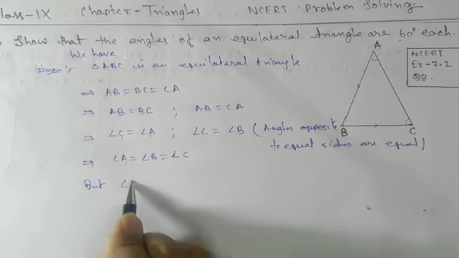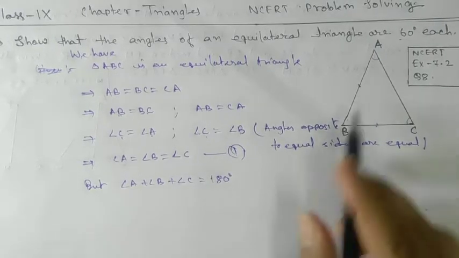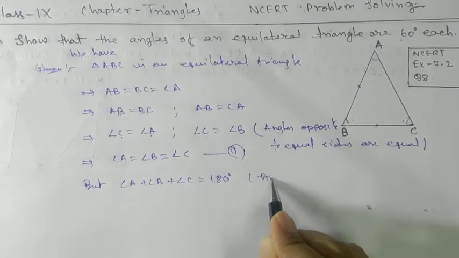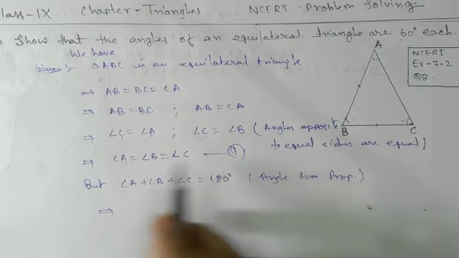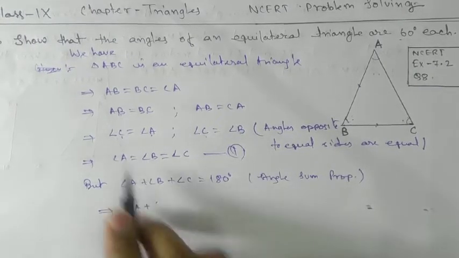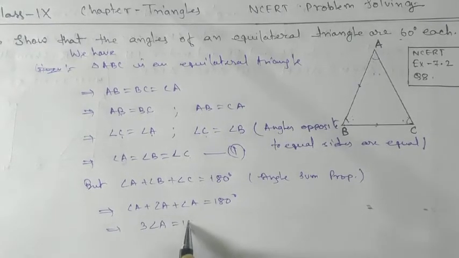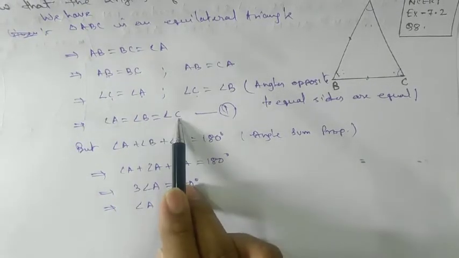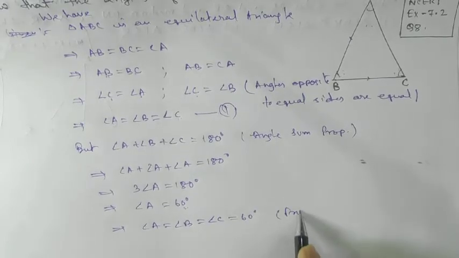But what we know, angle A plus angle B plus angle C equals what? 180 degrees. How, sir? Because if we add the interior angles, you will get 180. So we'll write here angle sum property. So from 1, angle B can be written as angle A and angle C can be written as angle A. This implies 3 times angle A equals 180 degrees. This means angle A equals 60 degrees. Now from 1, if angle A equals 60 degrees, that means angle B and angle C must be 60 degrees. So this implies angle A equals angle B equals angle C equals 60 degrees.